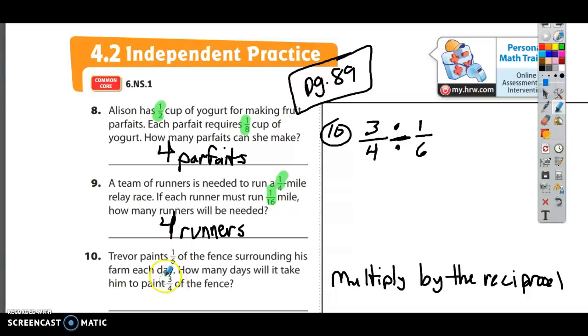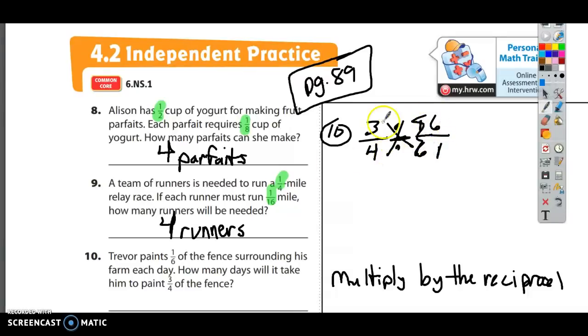So if you tried to do 1/6 divided by 3/4, it wouldn't make a lot of sense. The answer wouldn't make a lot of sense. In fact, I might even do it wrong. I'm going to do it correctly and then do it wrong and show you how it wouldn't make sense. Anyway, we're going to multiply by the reciprocal.